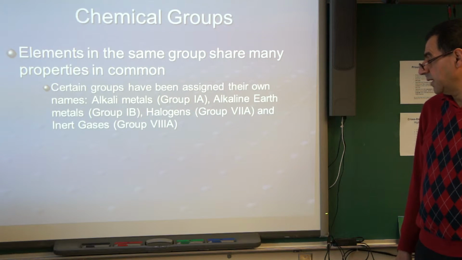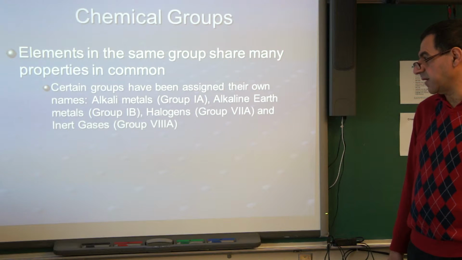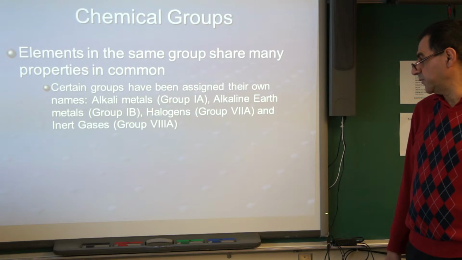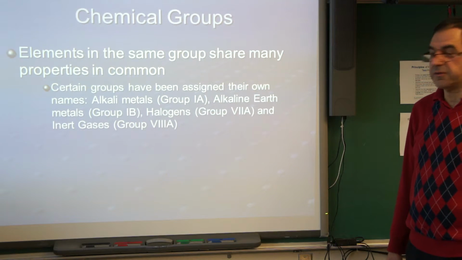For example, group 1 are called alkali metals. Group 2, alkaline earth metals. Group 7, halogens. And group 8, inert or noble gases.